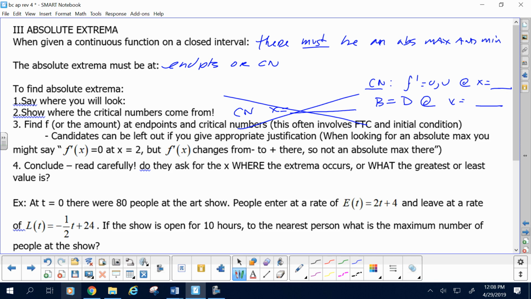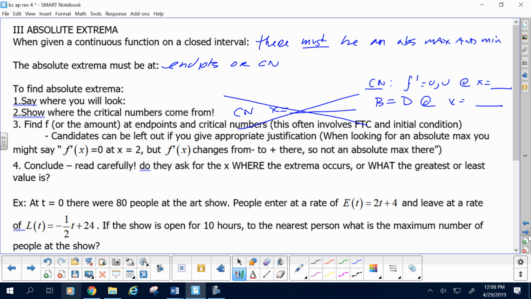That's silly, okay? So if, for example, I was looking for an absolute max here, then rather than say f prime is 0 or undefined, I might say the net rate, birth minus death, is 0 or undefined. Or birth equals death at, to justify where my critical numbers were coming from. You with me? Okay.